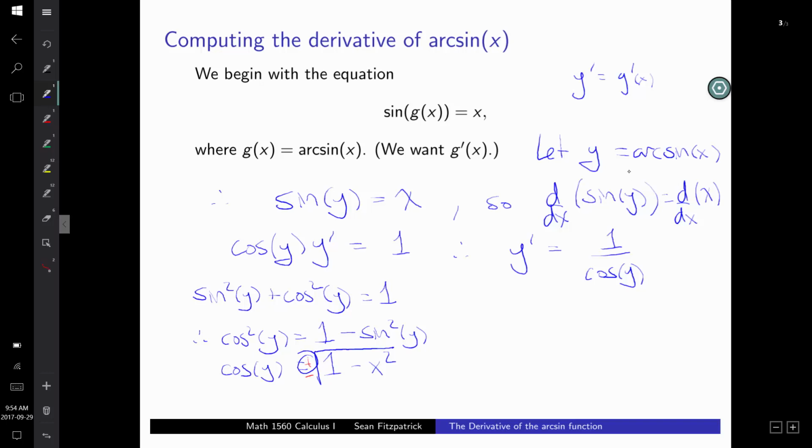And so what do we get? We get that the derivative of the arcsine function is 1 over the square root of 1 minus x squared. And there we have it.